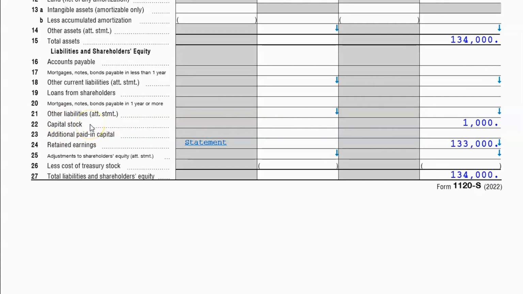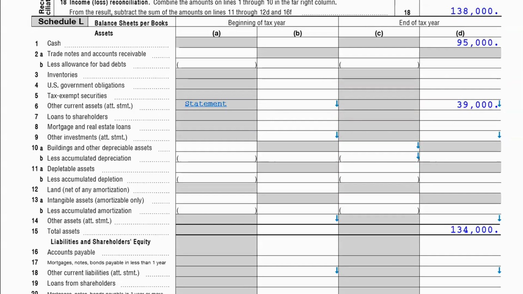So remember, you can only have one class of stock. And if you're a corporation or an S Corp, you're going to have some type of stock here. So this is another important area. So here's the balance sheet. We covered the income statement. Again, informational purposes to the IRS, okay? Because remember, the S Corp doesn't pay any tax.